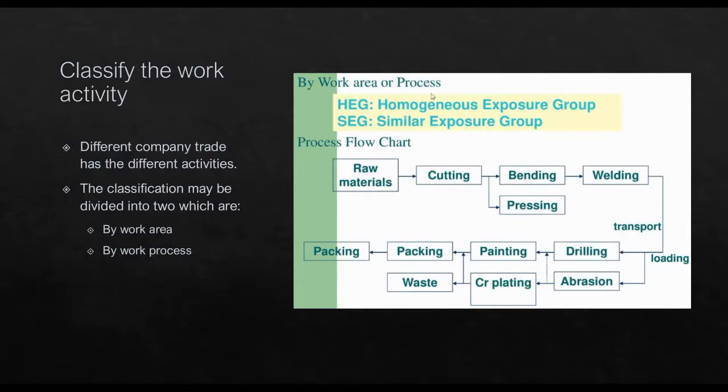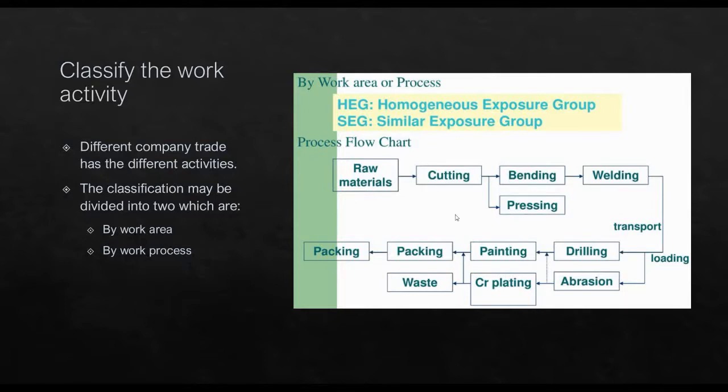This is the work area, commonly in the industrial, and what kind of process or activity is considered in this area. Okay, so this is the flow chart. We have the raw material, and then we cut the material, or the bending, pressing process, and then welding. After that, we transport and load for the drilling and abrasion process, another process. And then painting, plating, chrome plating, for example, packing, and lastly, we go to the trading. So this is the common process in industry, in the factory.